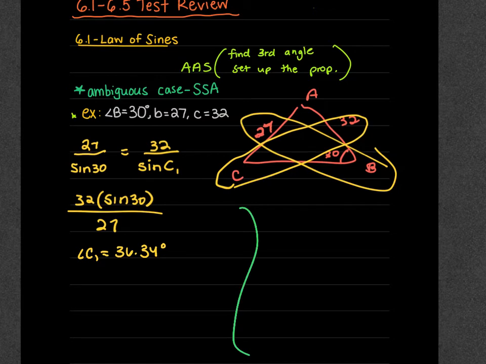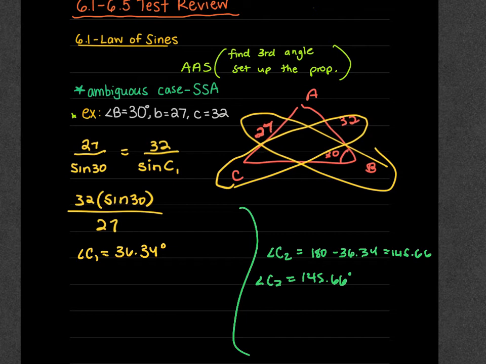So then I'm going to assume there's a second triangle, and I'm going to start with that angle. C2 would be 180 minus that 36.34. That's how I find that second triangle, which is 145.66. So angle C2 is 145.66. So I'm going to finish out triangle 1, and then I'll go back to triangle 2.